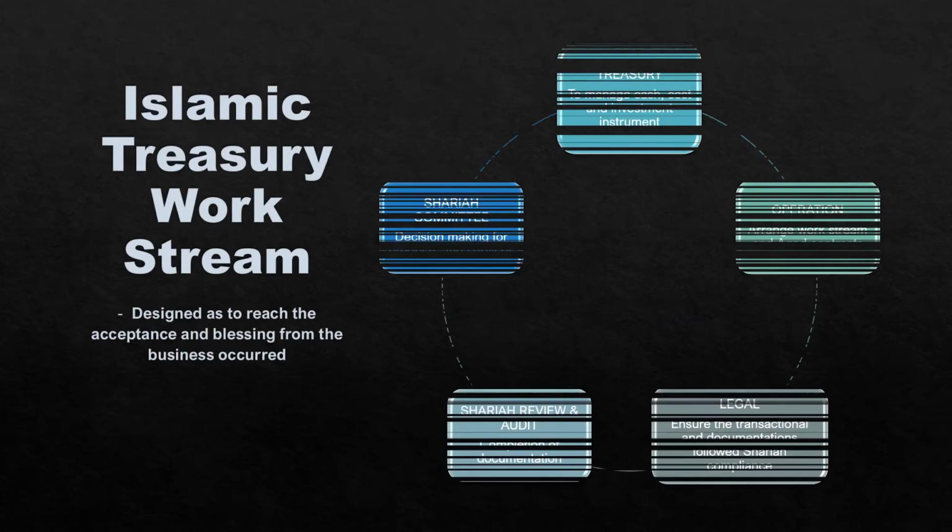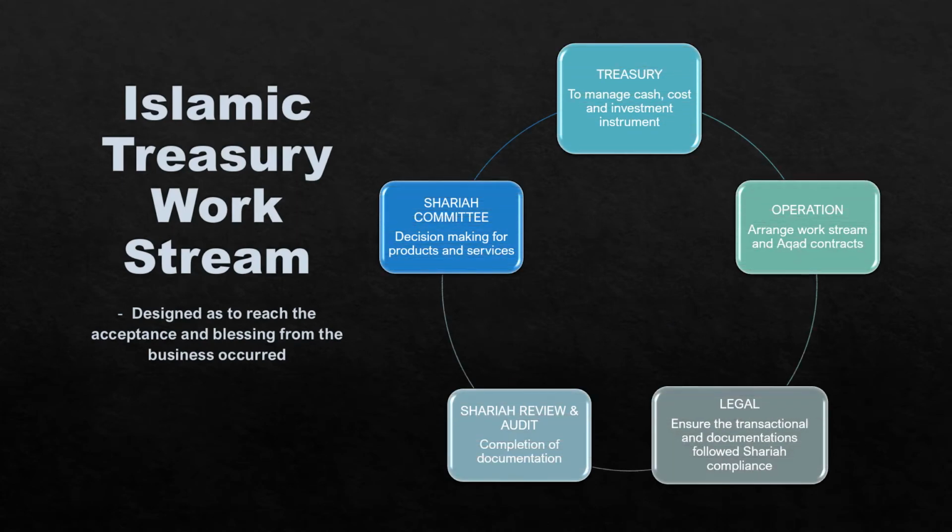In the Islamic financial system, the overview of the working terms contrasts with the treasury in the conventional system. The Islamic system is more designed to reach the acceptance and blessing of the business that occurs. There are several concepts and functions applied under the Islamic system, which are: first, treasury. Treasury is the manager for the liquidity, cost and investment instruments. Second, the operation. The operation will arrange the work stream and akad contracts.